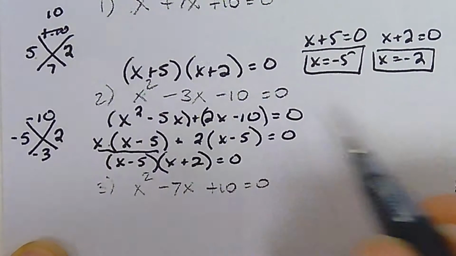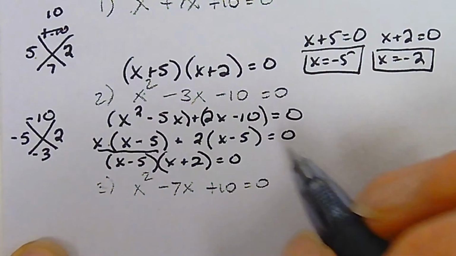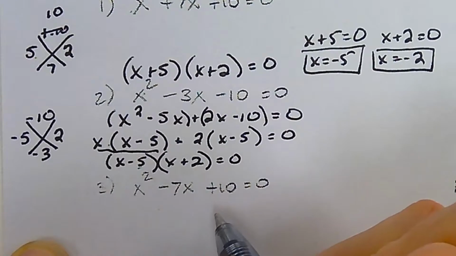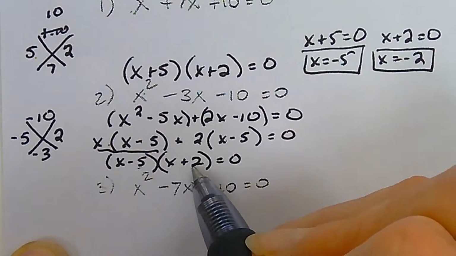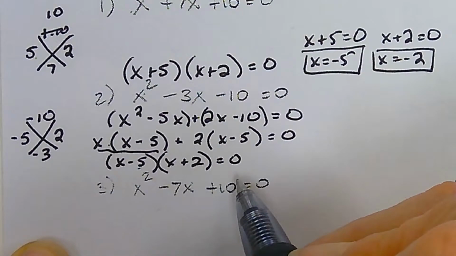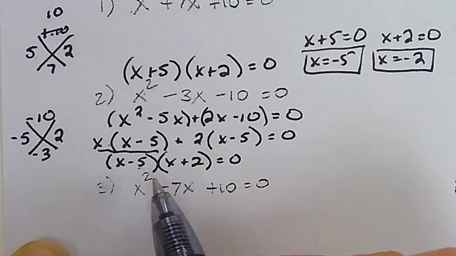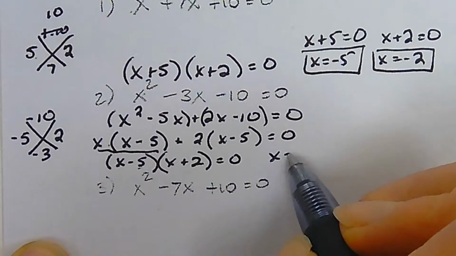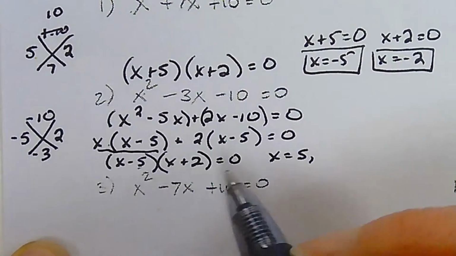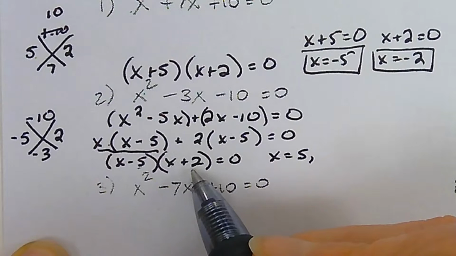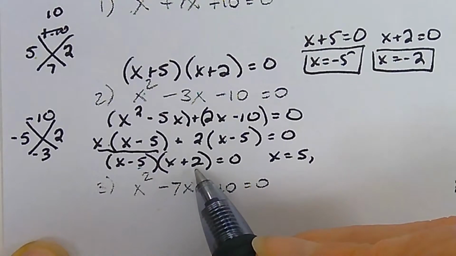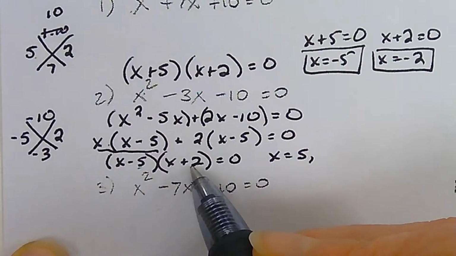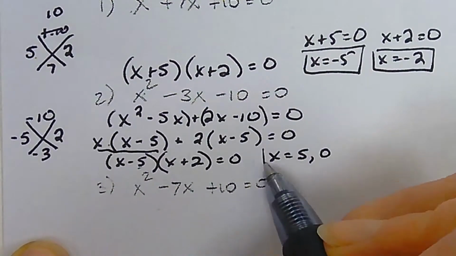That equals 0. Now by the zero product property, if this factor equals 0, then this equation will be 0, or if this factor equals 0, then this equation will be 0. The value for x that makes this factor 0 would be 5. 5 minus 5 is 0. So x equals 5 is one solution. X plus 2, to make that factor 0, I would make x equal to negative 2. Negative 2 plus 2 equals 0, and the entire equation would be 0.